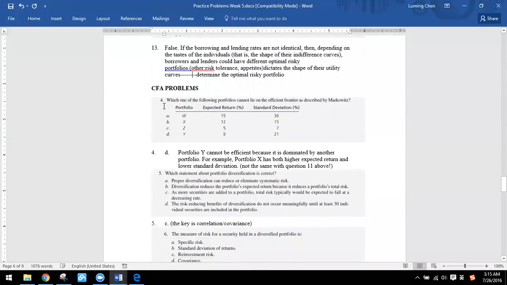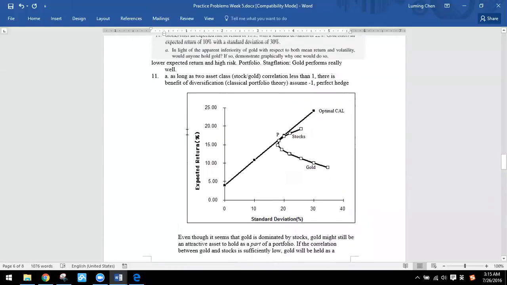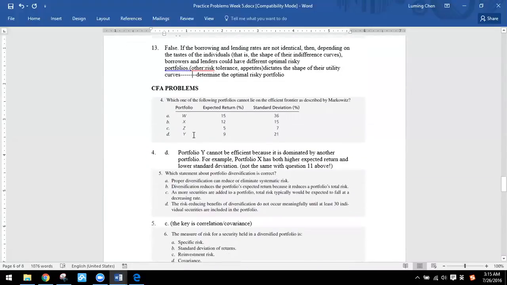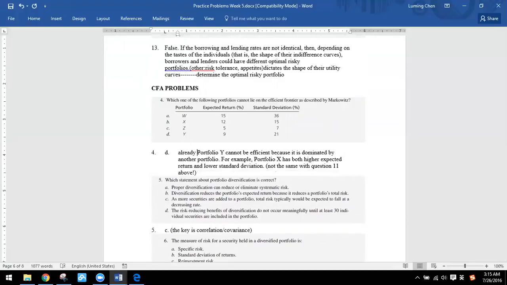CFA problems 4. Which one of the following portfolios cannot lie on the efficient frontier as described by Markowitz? So this question is different from question 11 because now we are talking about the already constructed portfolios.